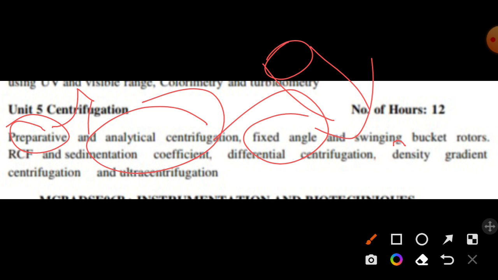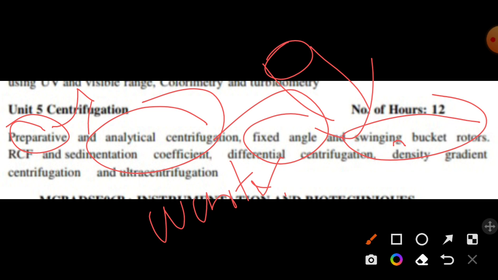and this side is exactly opposite to the direction of the force. As a result, the separation depends on whether they slip down or not. If they slip down, they will be at the bottom of the tube, otherwise they will remain. That means there is a chance of wastage. But in the swinging bucket rotor, although the separation is not as fast as in the fixed angle, there is no wastage, because here the direction of the force and the direction of the molecules is exactly the same.